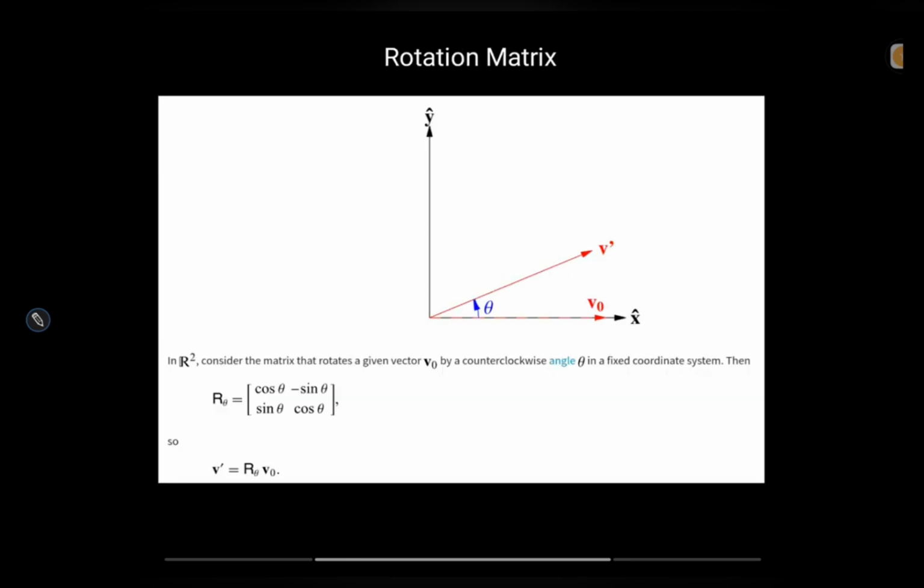Now let's talk about what we are trying to explain in this video, that is rotary positional encoding.